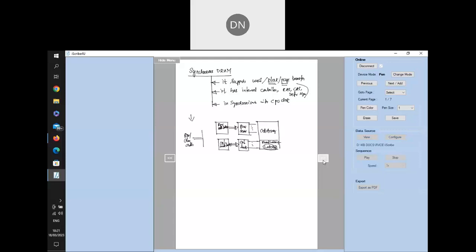So, the same bus is used to generate the row and column address. And it also has a built-in refresh counter. The refresh circuitry inside, the refresh counter, is capable of generating the refresh pulses within 64 milliseconds, so that the array will be refreshed.